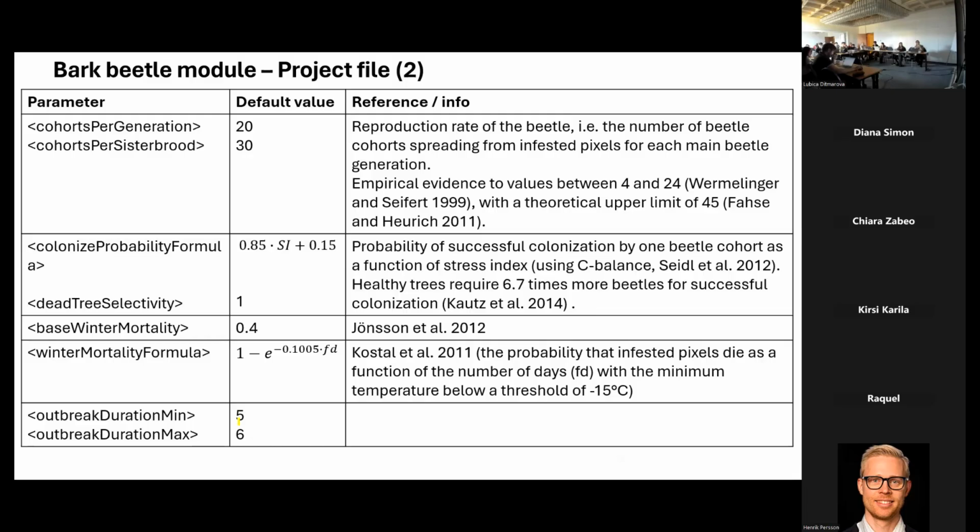And then it continues with the winter mortality. There is a base winter mortality, so not all the beetles survive; maybe they have something with their digestive system or whatever. But there is also a winter mortality formula calculated based on the number of days with temperatures lower than -15. And the last one is the duration of the outbreak, which, as I said, is defined by the user.